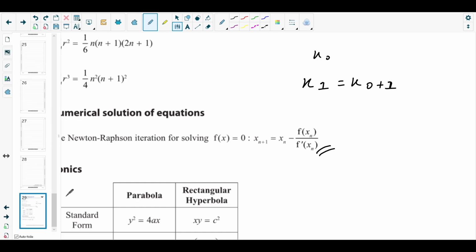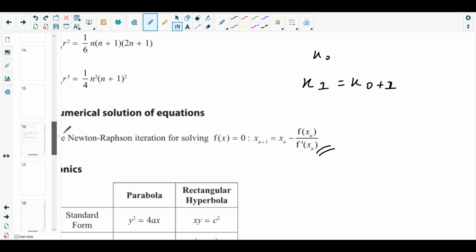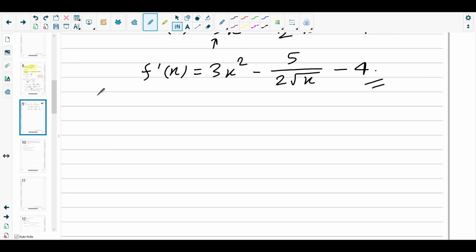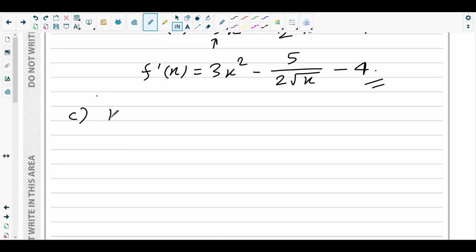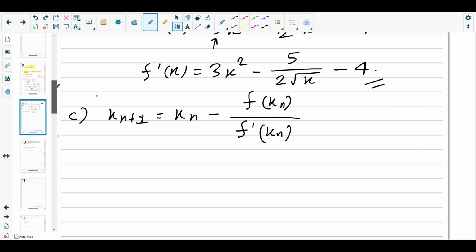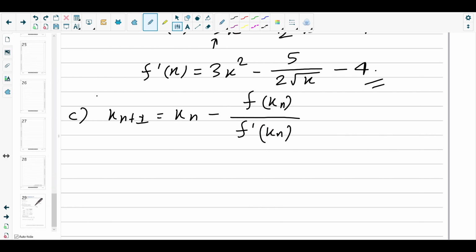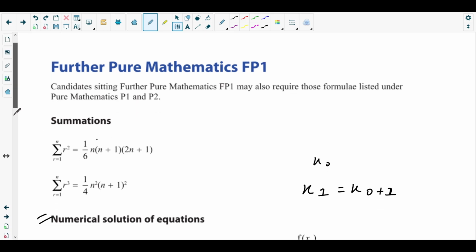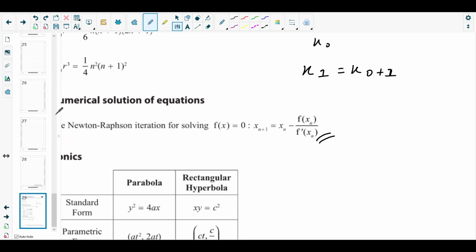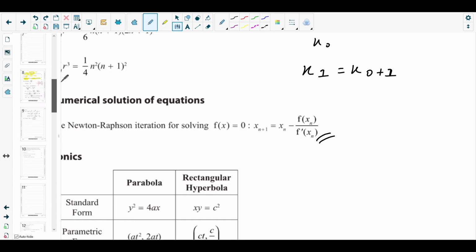Okay, let me write the equation for the Newton-Raphson method. For part C, x of n plus 1 equals x of n minus f of x of n over f dash x of n. If I'm not wrong, let me check. Yes, x of n minus f of xn over f dash xn, correct. Okay, that's fine. We will use this formula from the formula booklet.